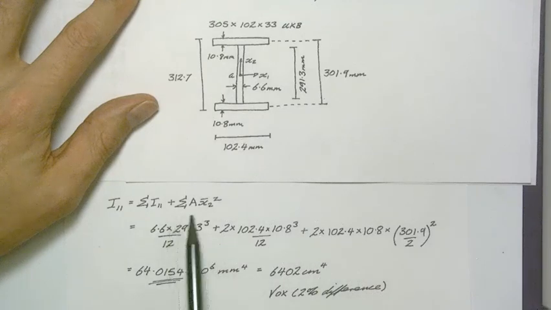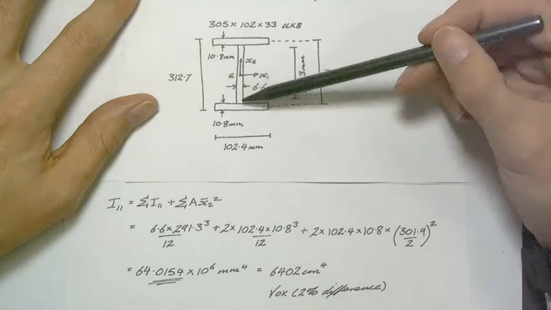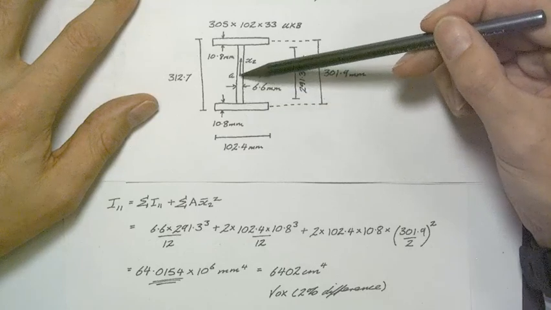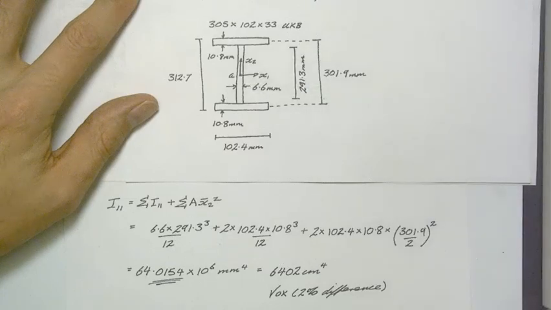And then obviously we have the area contribution, so the area contribution from the flanges in here, and obviously we don't have a web contribution because the centre of the area of the web is the same as the overall centroid for the cross-section. And we end up with a value just 2% lower than the value quoted in the section tables.